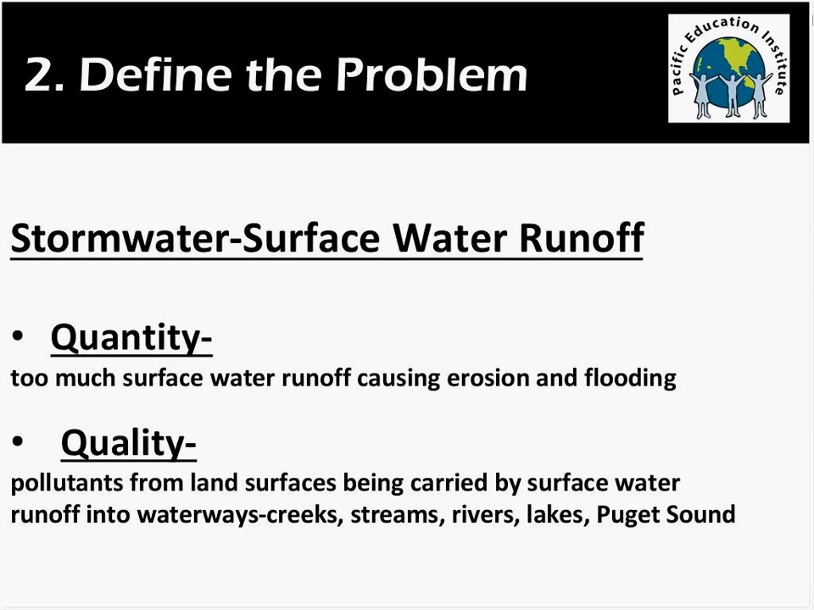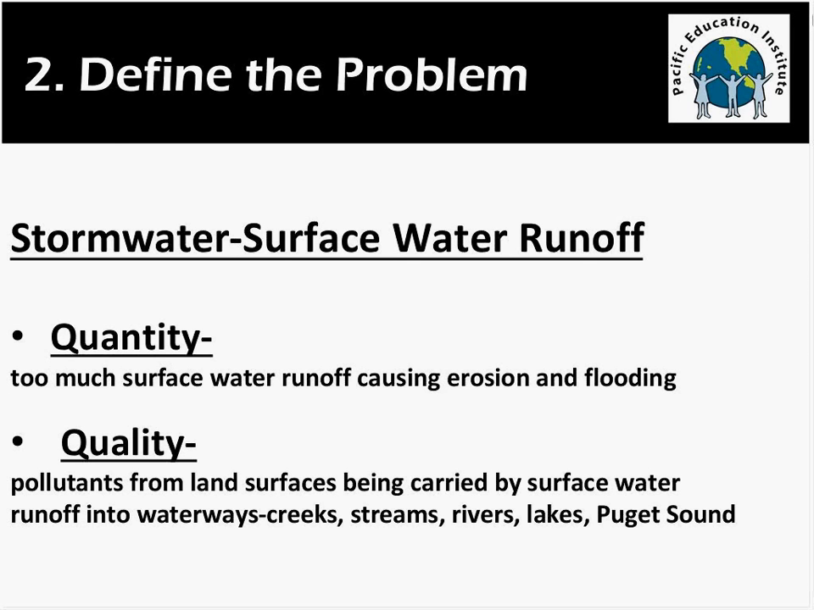Stormwater, or surface water runoff, depending on what book you're reading, you get those two words meaning pretty much the same thing. And we want to think about quantity. So too much surface runoff causes erosion and flooding, and is a problem in our communities. And then the quality. So pollutants from land surfaces being carried by surface water runoff into waterways, creeks, streams, rivers, lakes, and in our area onto Puget Sound.